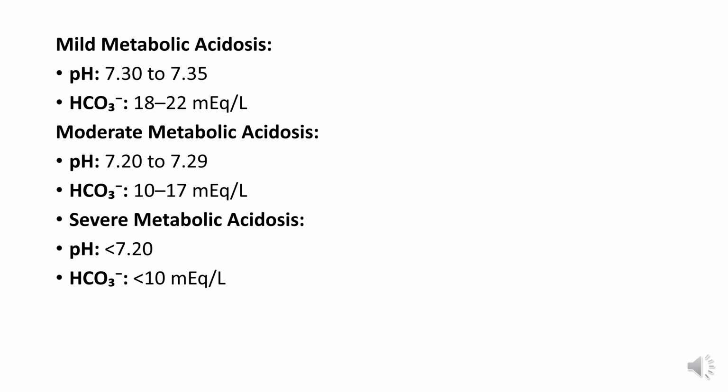In mild acidosis, pH is between 7.30 and 7.35. Bicarbonate level is between 18 and 22 milliequivalents per liter. In moderate acidosis, pH is between 7.20 and 7.29. Bicarbonate level is from 10 to 17 milliequivalents per liter. In severe acidosis, pH is less than 7.20, bicarbonate level less than 10 milliequivalents per liter.